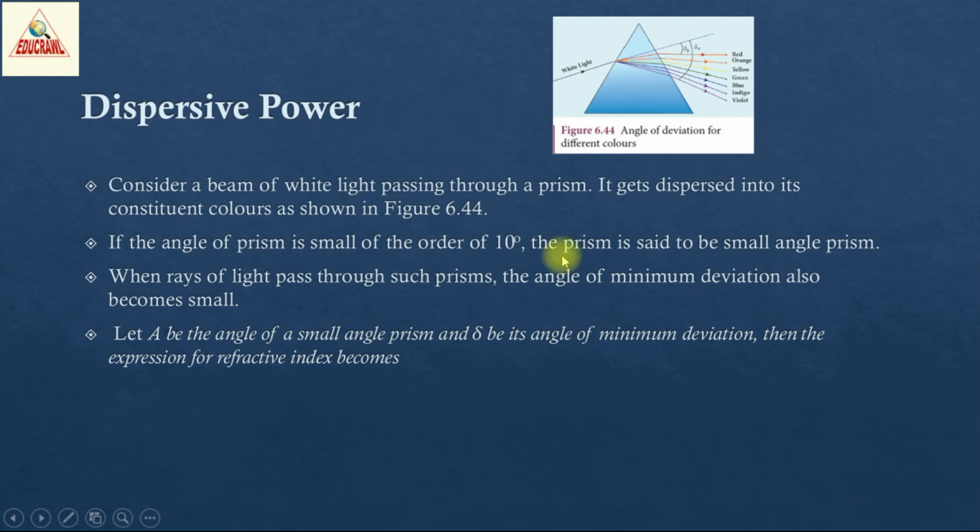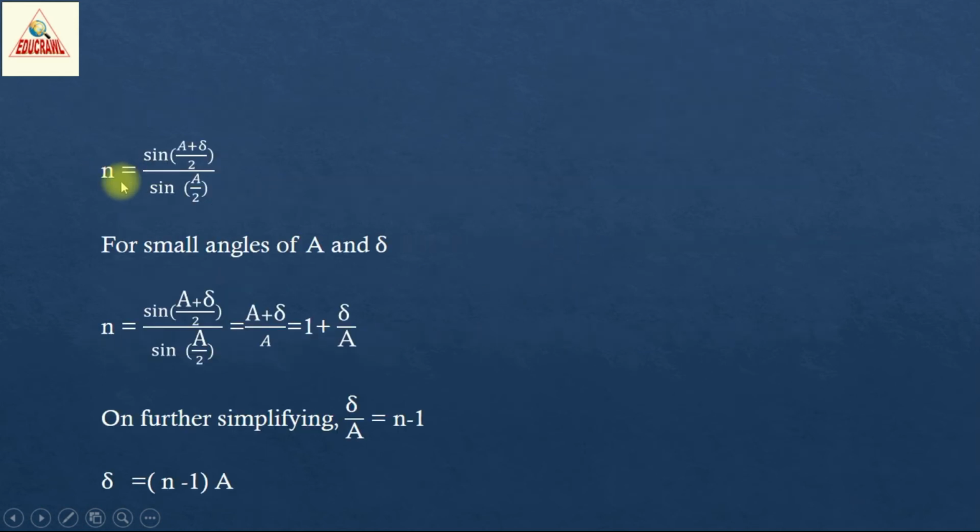Then the expression for refractive index becomes, you know the formula for refractive index: n is equal to sin of (A plus D) divided by 2, the whole divided by sin of A by 2. Instead of D, we are using the symbol del. When the angle of prism and angle of minimum deviation are very small, we know that sin theta, when theta is very small, will be equal to theta. Similarly here, when A and del are very small, sin of (A plus del) by 2 becomes (A plus del) by 2. Similarly, sin of A by 2 becomes A by 2.